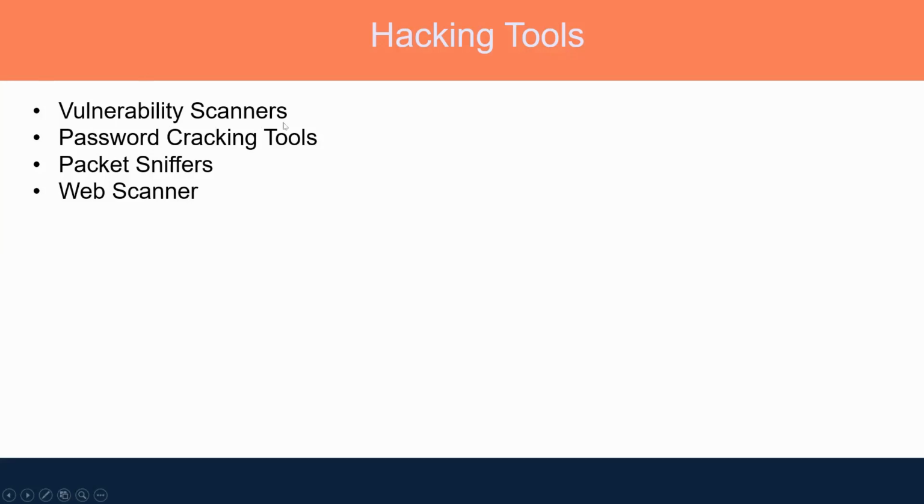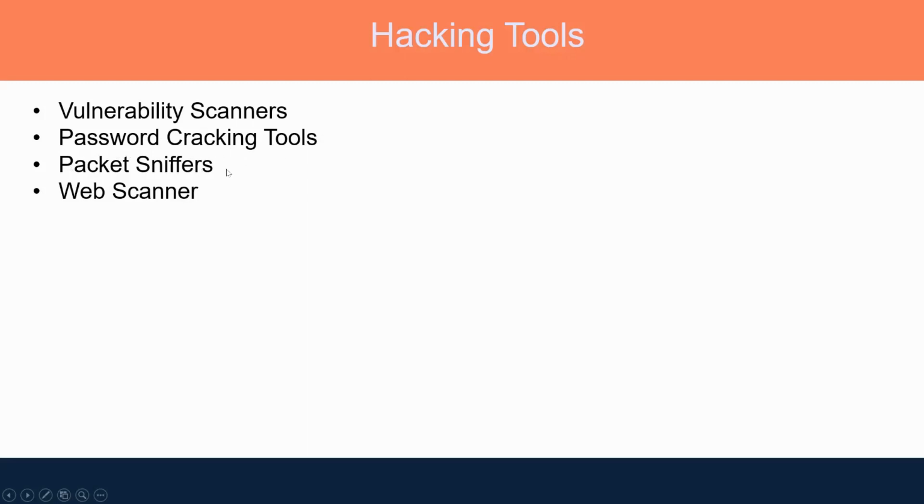We have a vulnerability scanner. This is going to scan for vulnerabilities either on the network, or on the application, or server or client machine. So using this vulnerability scanner, you can scan for vulnerabilities. We have password cracking tools. Maybe there is a password set on a system, maybe a server, client machine, or routers, etc. If you want to crack their password, we have password cracking tools available.